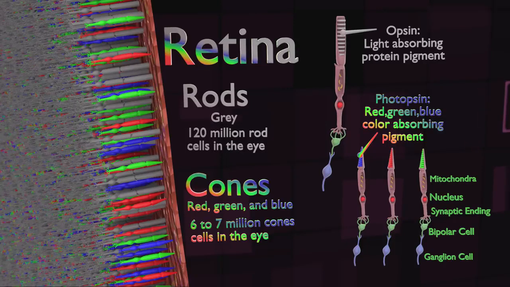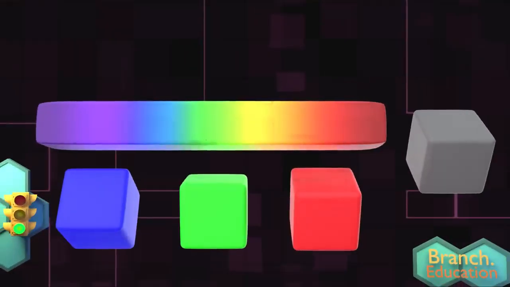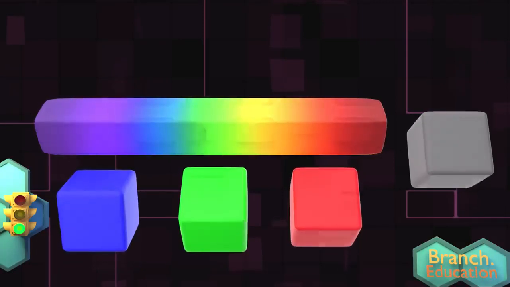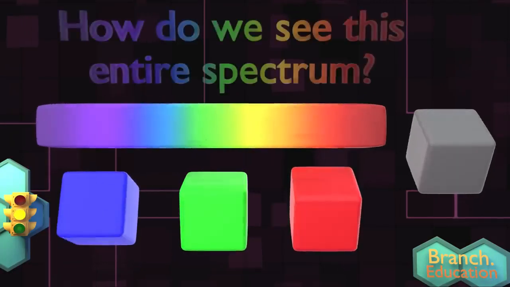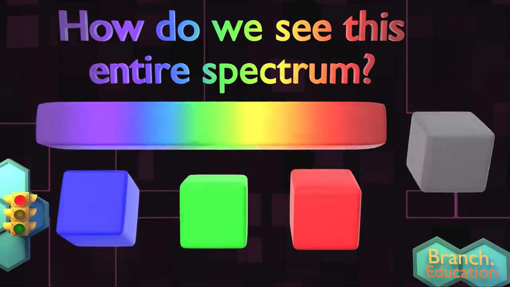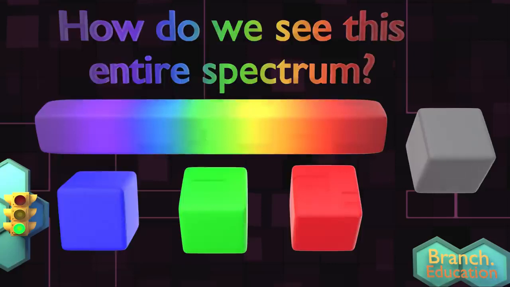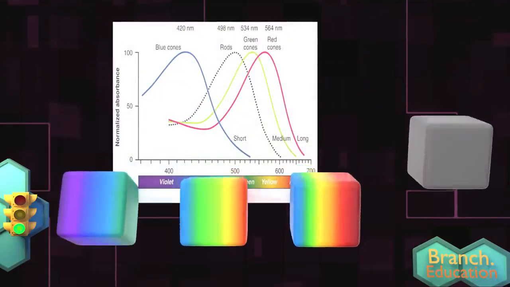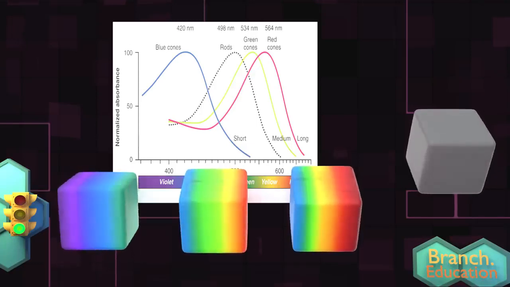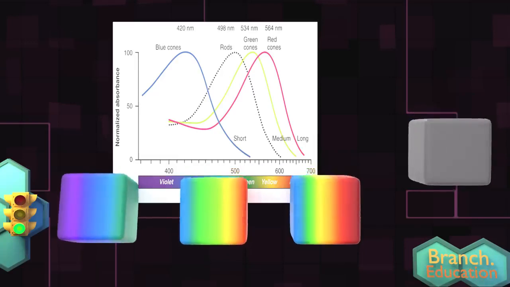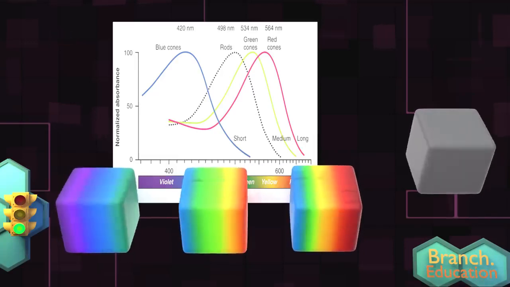Now this brings us to a key question. If your eye only has 3 different types of cone cells, each of which can only absorb red, green, or blue, how do we see this entire spectrum of colors? The answer is in 2 parts. First, each red, green, and blue cone absorbs a range of light, and not just a single color or wavelength of light. This means that the blue cone picks up a little light in the purple range as well as a little in the aqua range.